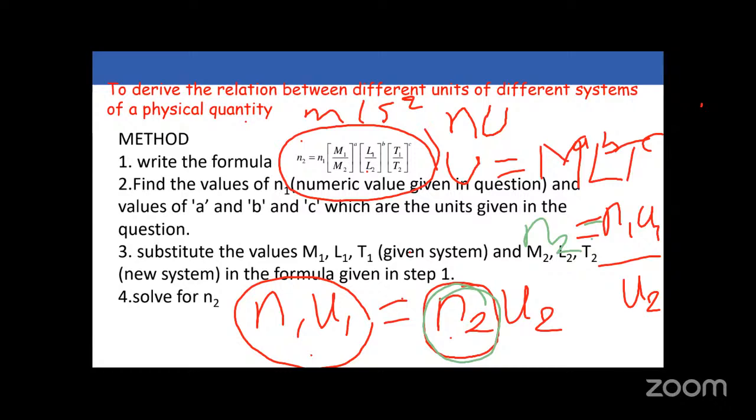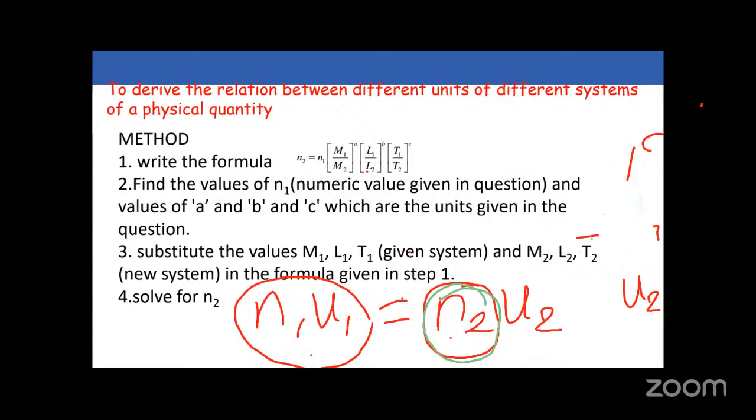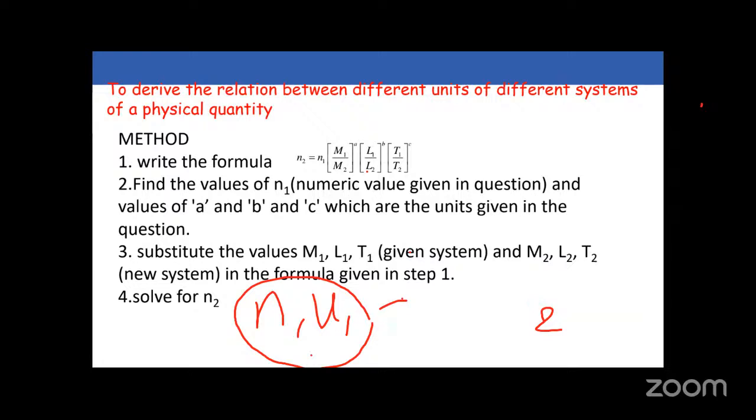But here, in this case, this is L T minus 2. So L will be raised to B, which is 1. T will be raised to C, which is minus 2, regarding this illustration I've given. So the next thing to do is substitute the values of M1, L1, T1, M2, L2, T2, that is the given values. These given values are the units.